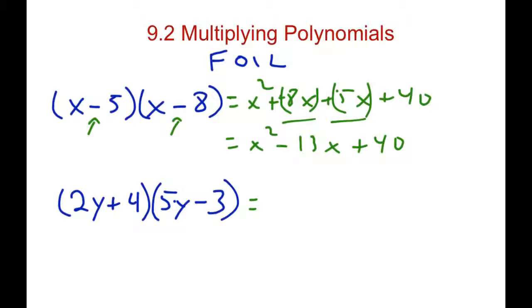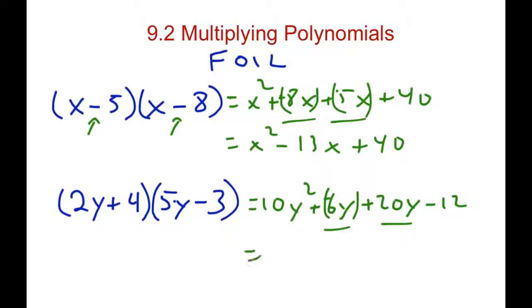Alright, same thing here. First, 2y times 5y is 10y squared. 2y times negative 3 is negative 6y. 4 times 5y is 20y. And 4 times negative 3 is negative 12, minus 12. Make that plus negative 6y. Combine my like terms. 10y squared. Oh, that's a y and an x. 10y squared. Negative 6y plus 20y is 14y. And minus 12.